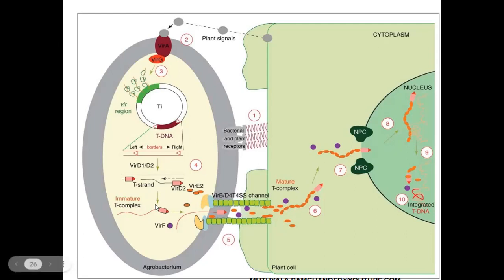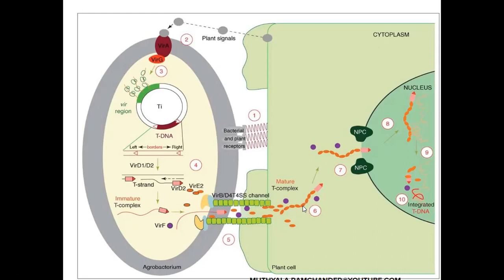The immature tmRNA complex reaches the Agrobacterium cell wall. At this time, one channel is formed between the Agrobacterium cell wall and the plant cell wall with the help of VIR-B, VIR-D4 and VIR-T4 single strand proteins. These proteins help in formation of the channel between the Agrobacterium cell wall and plant cell wall. The immature tmRNA complex enters the plant cell through the channel with the help of VIR-D2, VIR-E2 and VIR-F proteins. With the help of these proteins, the immature tmRNA complex enters the plant cell cytoplasm.